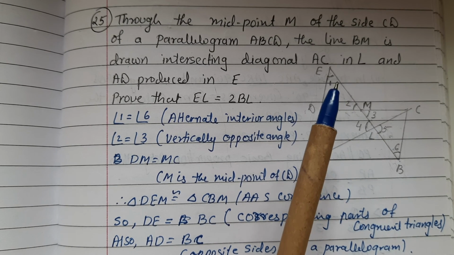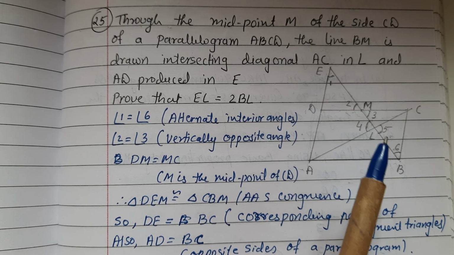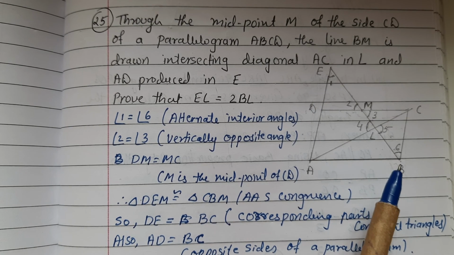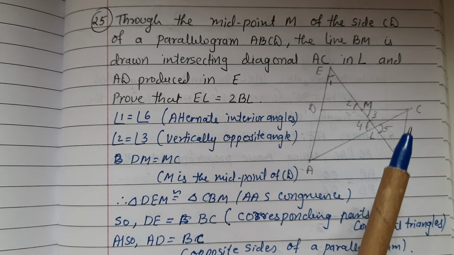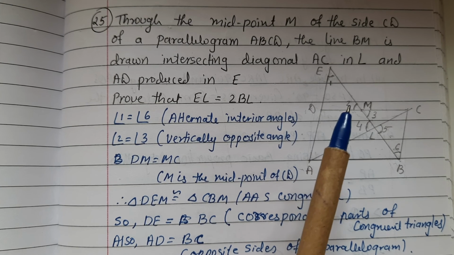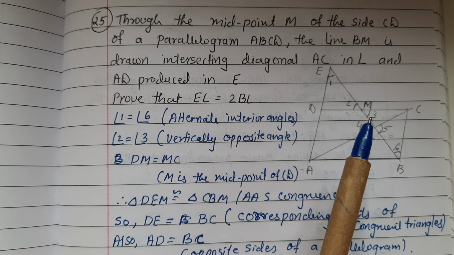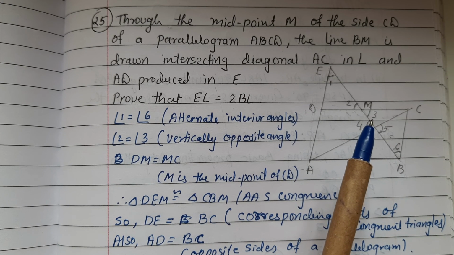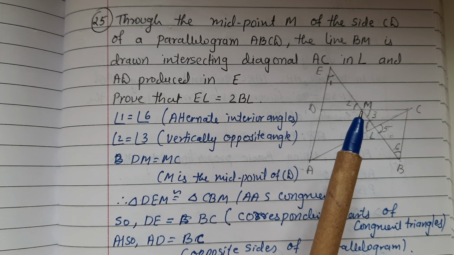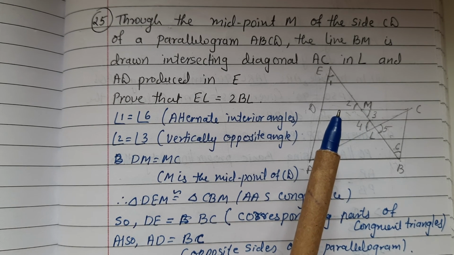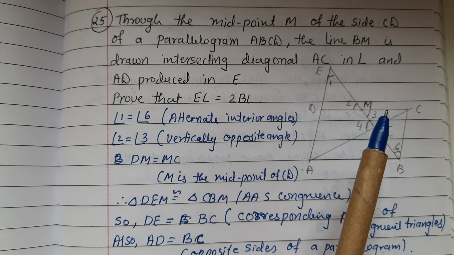Now, first part, angle 1 is equal to angle 6, alternate interior angles of parallel lines. Angle 2 is equal to angle 3, vertically opposite angles. M is the midpoint, therefore DM is equal to CM.